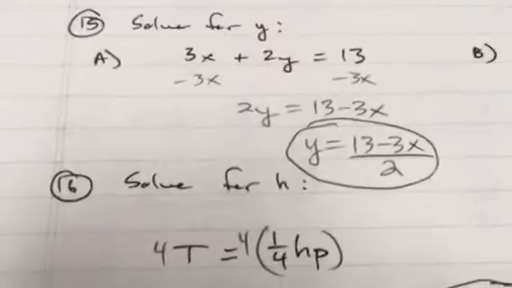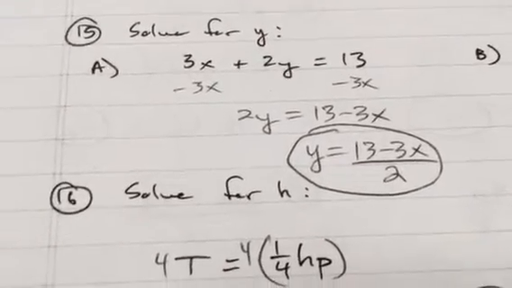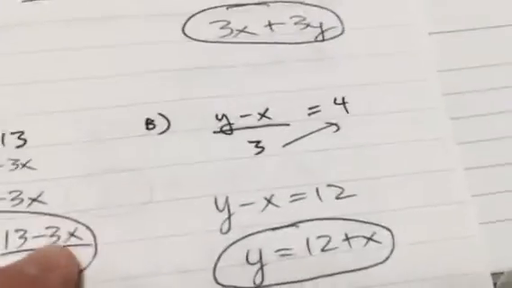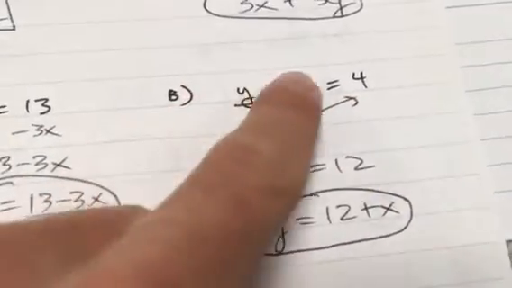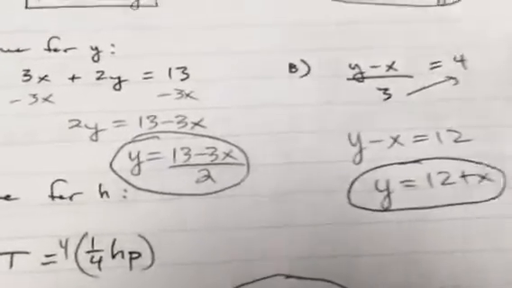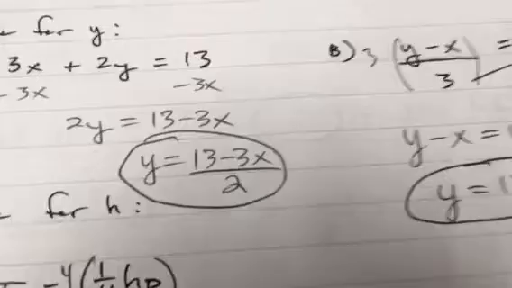Solve for y. That means I want y all by itself. So first off, I'm going to subtract 3x from both sides. I'm going to get 2y is 13 minus 3x, and then I'm going to divide both sides by 2. On B here, I'm going to multiply both sides by 3 first. Okay, multiply both sides by 3. I didn't write that there. I mean, I kind of drew the arrow to show that we're going to multiply, but that's what we're doing here. Okay, that's with the arrow.